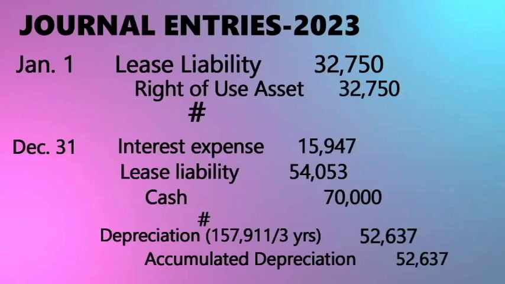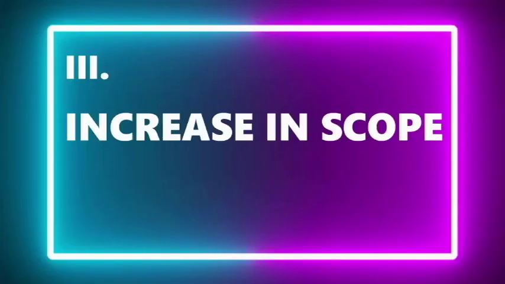We need to journalize for right-of-use assets since nagkaroon ng decrease in lease liability. It is journalized as debit lease liability amounting to 32,750 and credit to right-of-use asset 32,750. We also need to prepare a journal entry for depreciation. It is computed as the adjusted carrying amount as of January 1, 2023, which is 157,911 divided by the remaining 3 years, which is equal to 52,637.